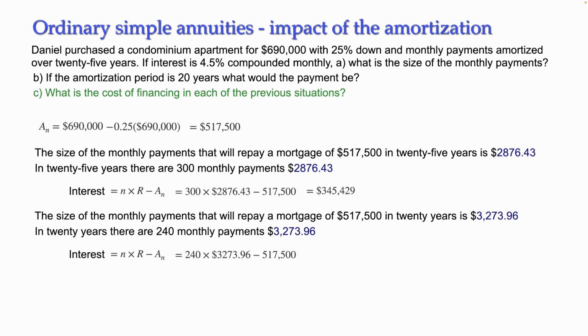Okay, make a substitution. 240 times the payment that was 3,273.96 minus the amount that was financed, 517,500. You make this and you get that the answer is $278,250.40. So the cost of financing is much lower. These two situations answer the last question.